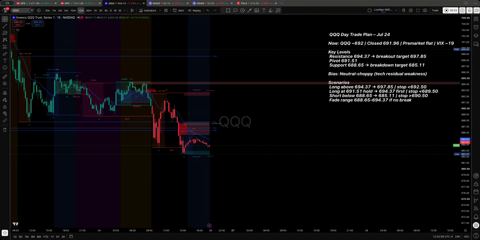QQQ day trade plan, July 24th. When I made the plan, the QQQ was trading at 692, had closed at 691.96. It was pretty flat in the pre-market, and the VIX was at 19. So resistance level 694.37. You can see here, pretty clear resistance. Equal highs here.